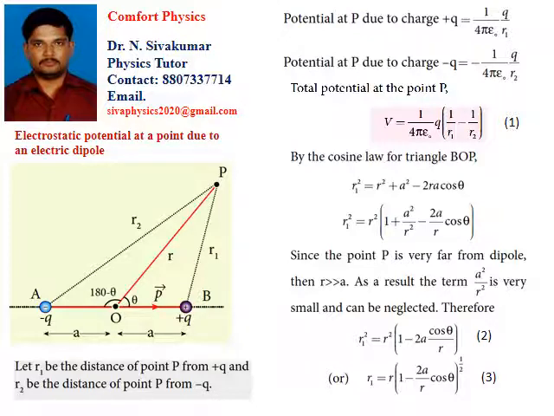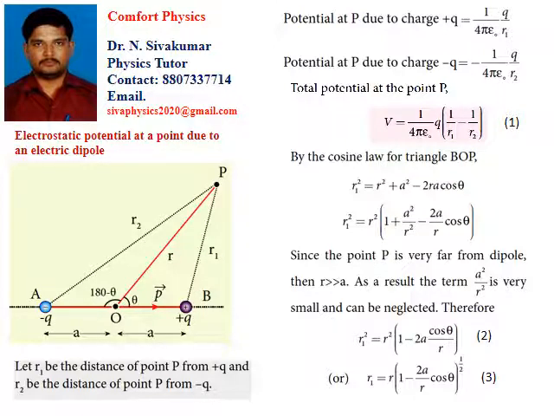Let us consider the point P is very far away from the dipole. Therefore, when compared to the distance A, the distance R is very large. Therefore A can be neglected. So the A square by R square term will be neglected from the above equation. Therefore the above equation becomes R1 square is equal to R square into 1 minus 2A cos theta by R. Let us consider this as equation number 2.